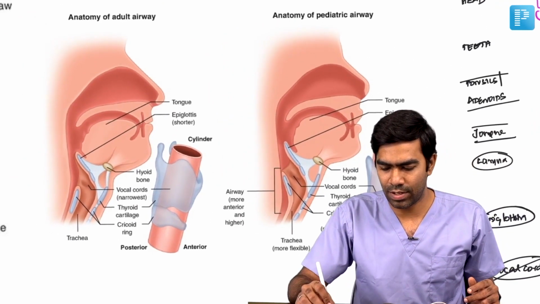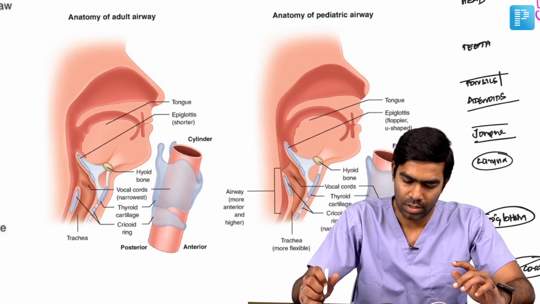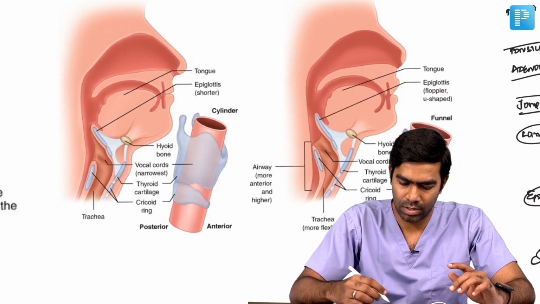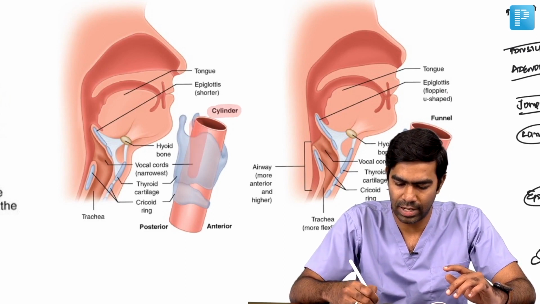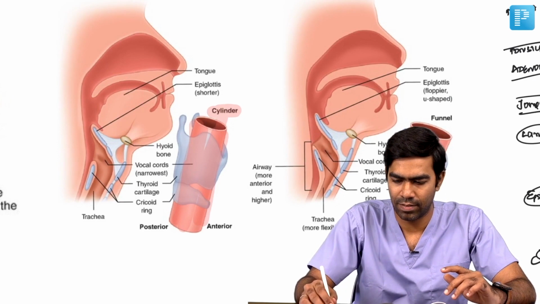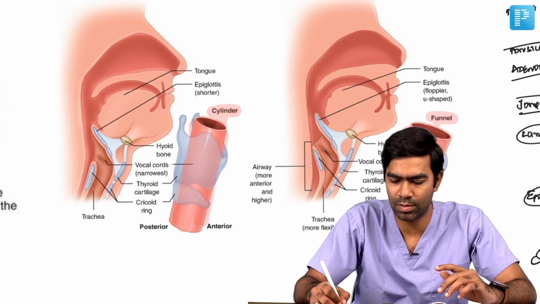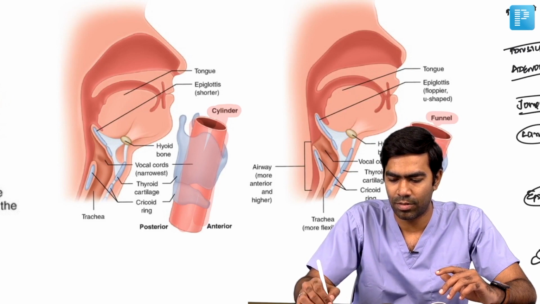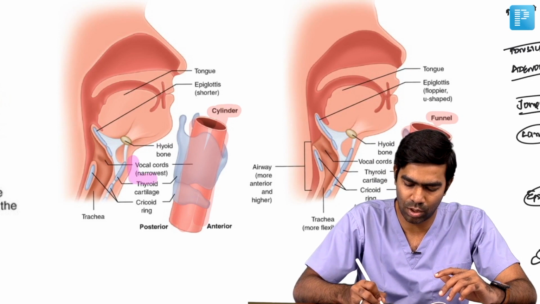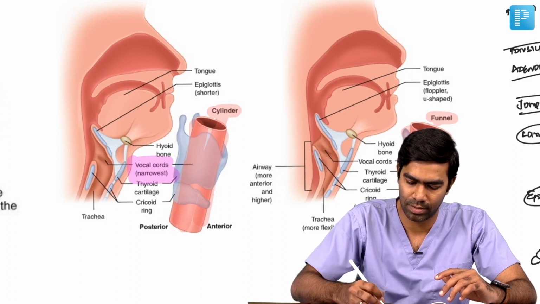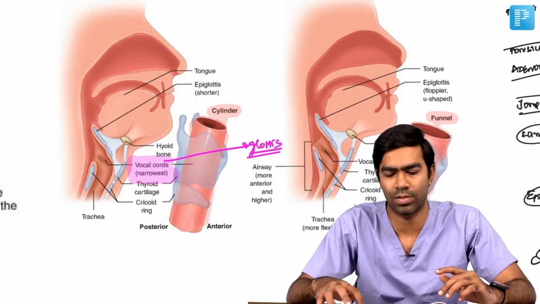This diagram will tell you the difference between the anatomy of the child and the anatomy of the adult, where you can see the shape of the adult larynx and the respiratory tract is more cylindrical, whereas the shape of the larynx and the respiratory tract in children is more like a funnel. Why did I tell you this point? Because in adults, it is long considered that the glottis is the narrowest area.